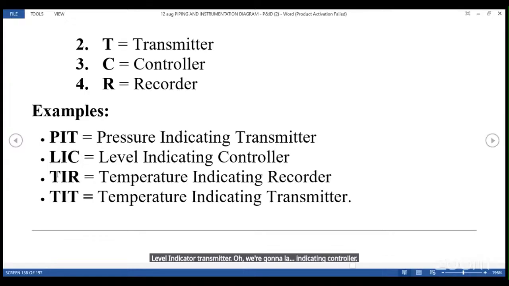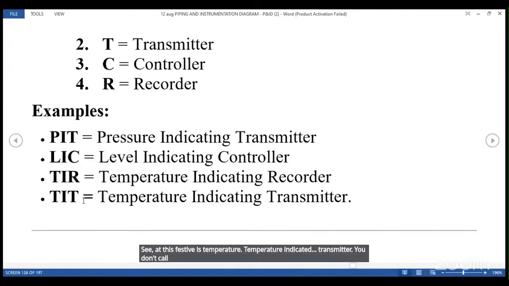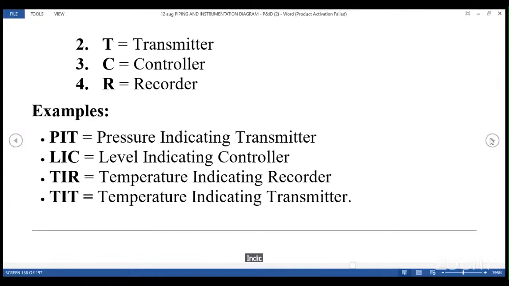This TIR is temperature indicating recorder. Then this TIT, this first T is temperature indicating transmitter. You don't call this transmitter indicating temperature, it's wrong. It's temperature first, indicating transmitter, right? The next page.